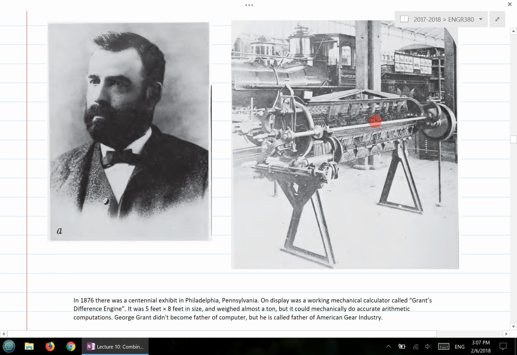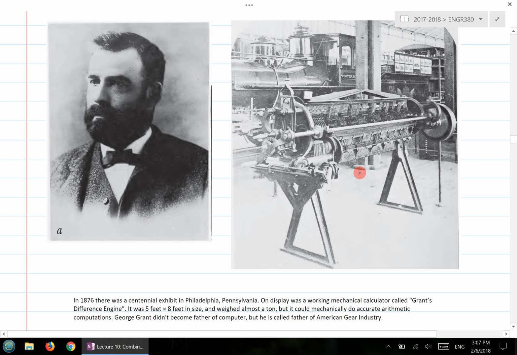It's about 5 feet by 8 feet, and it weighs about a ton. It's very heavy. What it does is, it's a calculator. It's a mechanical calculator. It's like 2 plus 2 gives you 4, that kind of thing. And it's amazing, you know, at that time. It's a mechanical calculator, but it works, and it works perfectly.